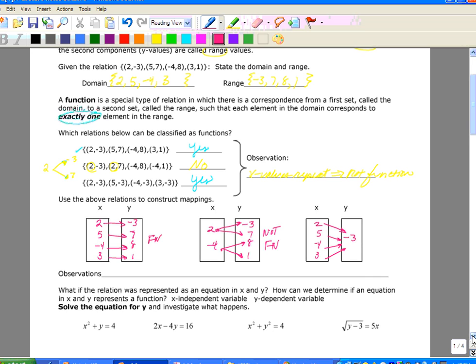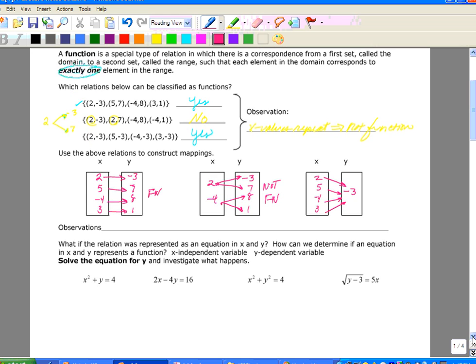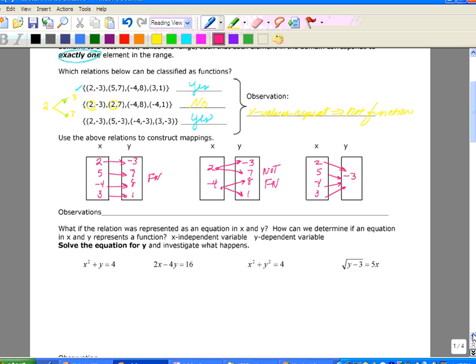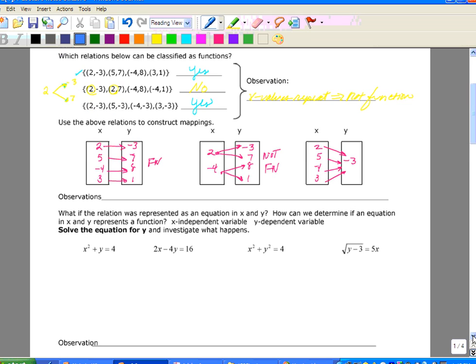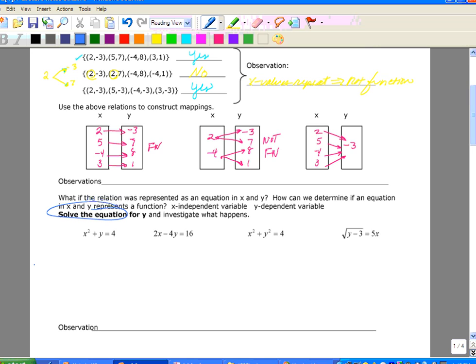Finally, we'll look at if an equation, or basically an equation that's a relation, does it represent a function? So let's take a look at these. To determine if an equation represents a function, we're going to take these equations and solve them for y and then investigate what happens. So let's take the first one. Very simply, we can solve it for y by taking the x squared over. So it solves for y equal 4 minus x squared. We're done. And if we put in some x values, each x will correspond to one and only one y.